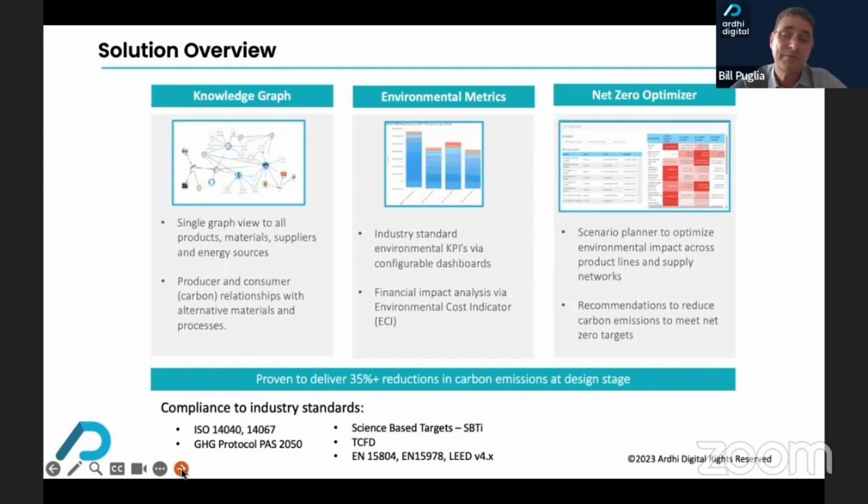We've seen, as Nick mentioned, at the design stage, that we can deliver anywhere from 35 to 60% carbon emissions reduction through the use of the Net Zero Optimizer and incorporating scenario analysis into the design. You can go to the next slide, Derek, please.